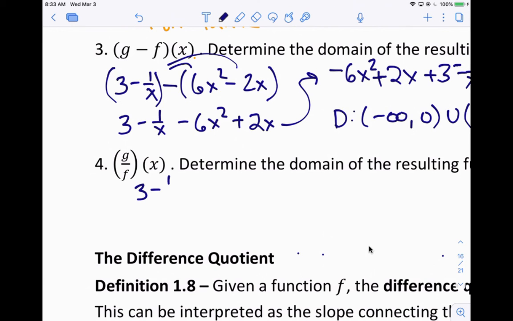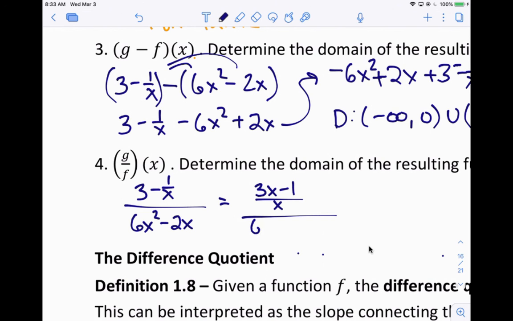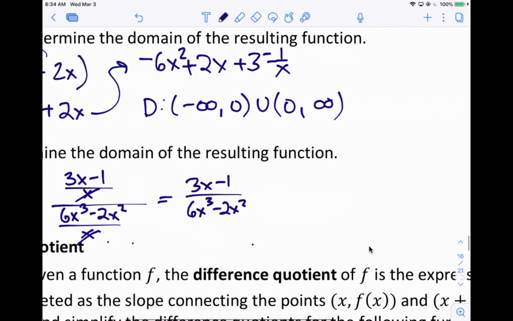All right, same thing with this division now. So we've got 3 minus 1 over x over 6x squared minus 2x. Okay. We could kind of clean this up a little bit if we were to make this into one fraction. 3x minus 1 over x, and then we could do 6x cubed minus 2x squared over x, put an x on both, and these will collapse. 3x minus 1 over 6x cubed minus 2x squared.